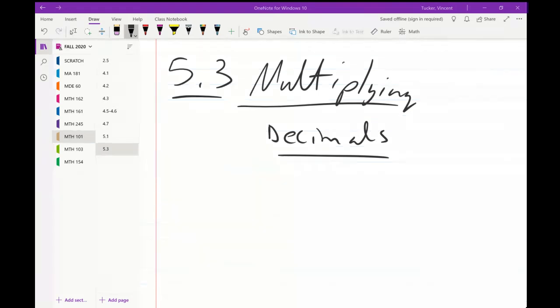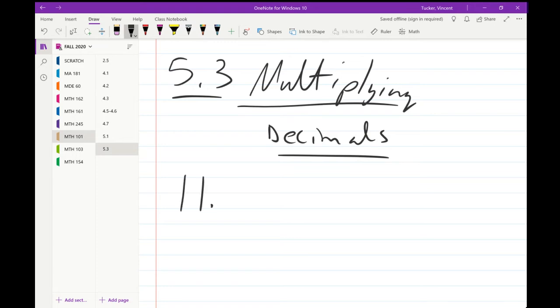All right, so let's go ahead and knock out 5.3, 5.4. Whenever you're multiplying decimals, remember that when adding and subtracting, we had to line our decimals up, line our place values up. We don't have to do that here.